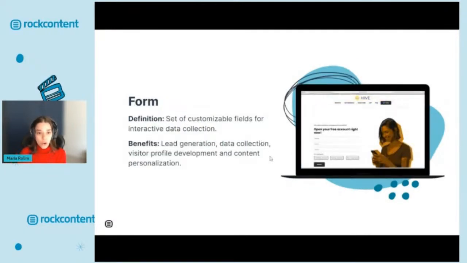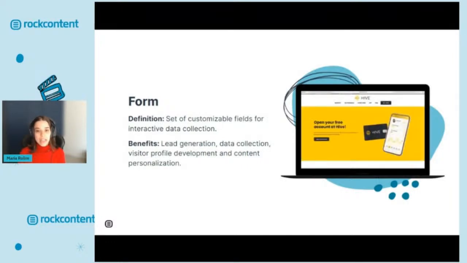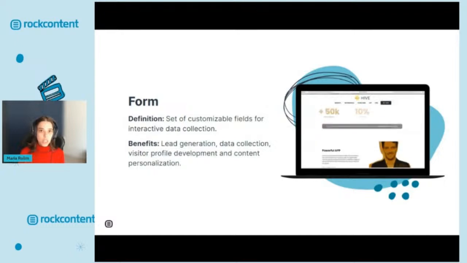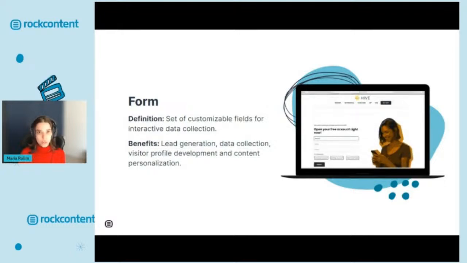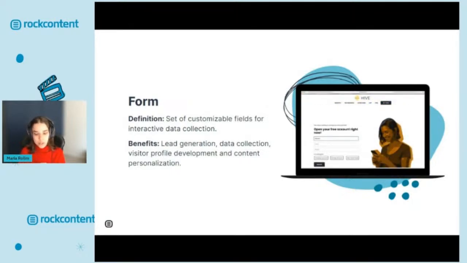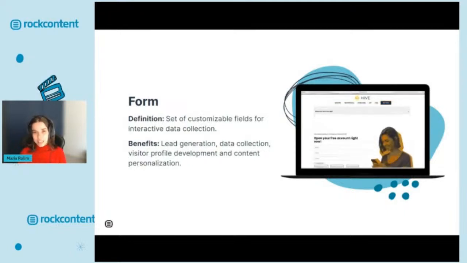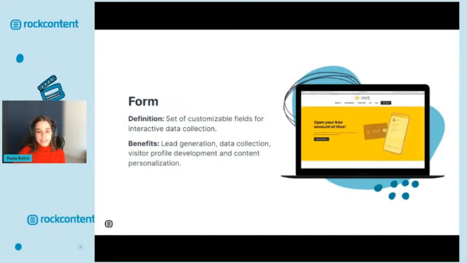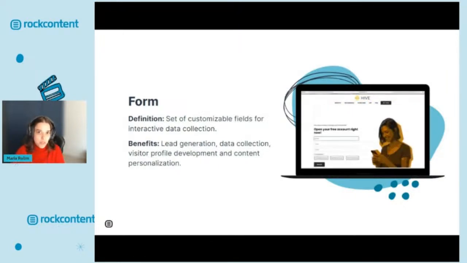Then interactive forms. By definition, forms are a set of customizable fields for interactive data collection. Lead generation is the main benefit, but also data collection, creating the visitor profile and content personalization. And as you see in the GIF, you can also work with multiple types of fields, like open text fields, choice groups, and we also have sliders, drop downs. You can really create something more engaging, but also adaptable based on previous interactions.